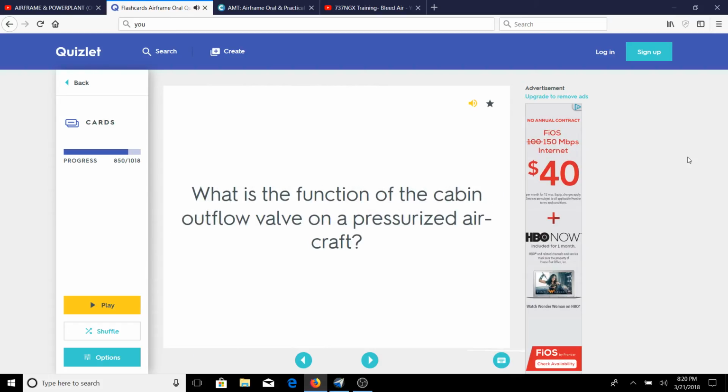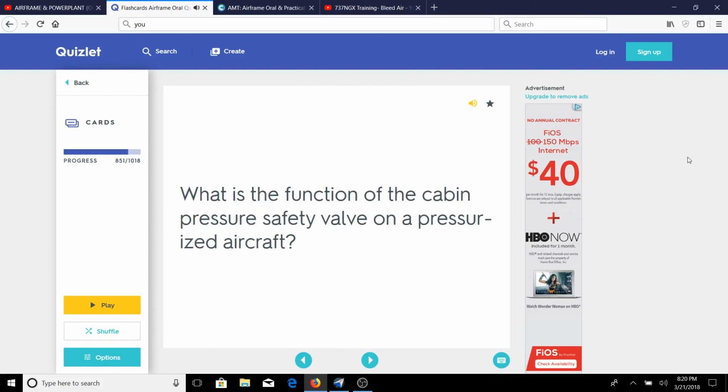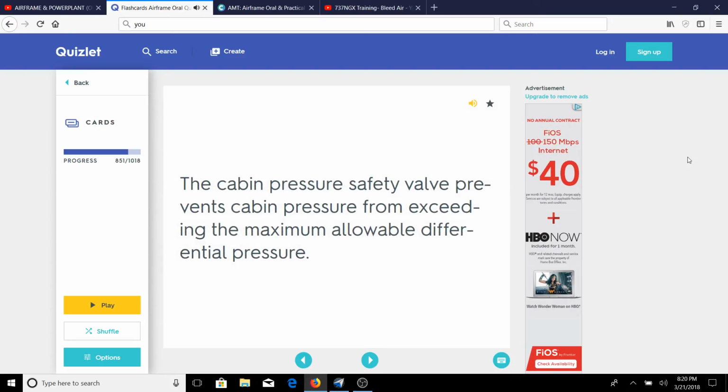What is the function of the cabin outflow valve on a pressurized aircraft? It is to maintain the correct amount of pressure inside the cabin. What is the function of the cabin pressure safety valve on a pressurized aircraft? The cabin pressure safety valve prevents cabin pressure from exceeding the maximum allowable differential pressure.